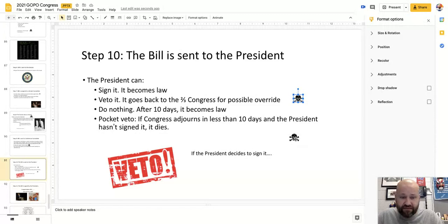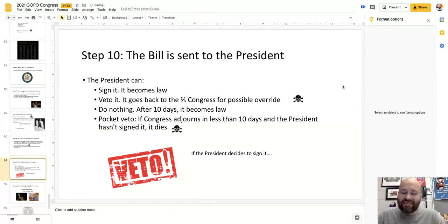It so rarely happens. Another kind of tricky thing that you'll see on GoPo exams is, what if the president does nothing? If the president does nothing, it sits on their desk for 10 days, and then after day 10, it becomes a law. And why would a president do that? A president would do that because they know that it's going to be overridden by 2/3 of both houses, and they don't want to put their name on a law. They say, I'm against it. I'm not going to sign it, but I'm also not going to veto it because it's going to get overridden. And so that makes it a law.